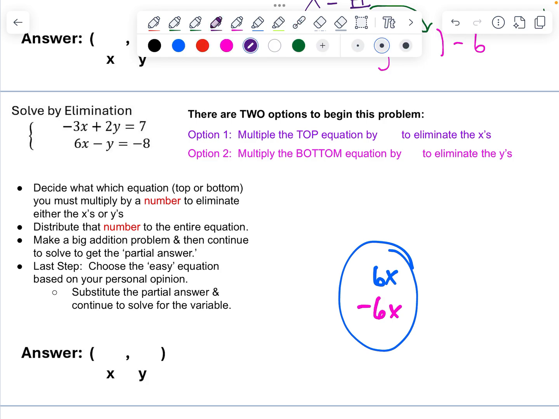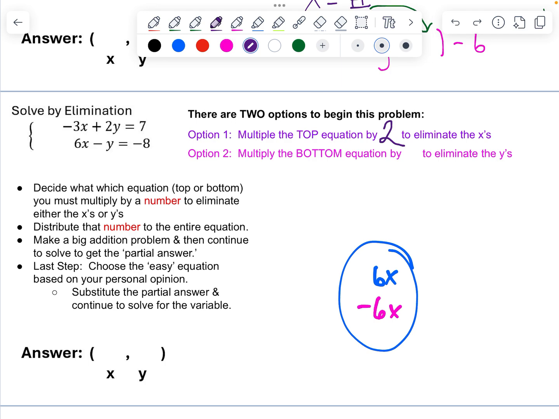So here's what you're thinking: multiply the top equation. If you multiply the top equation by 2, if I did this whole thing right here and multiplied by 2, that would get me a negative 6, which would make this 0 out. But if that's what I choose, then I would have to distribute that 2 to all 3 of the members of that equation.